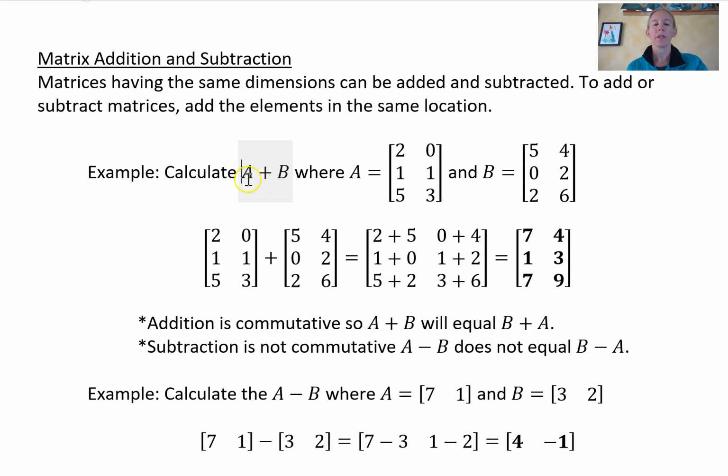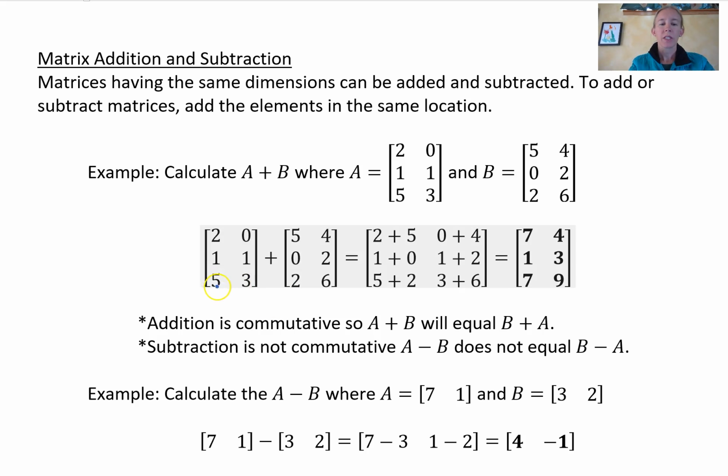It says calculate A plus B. So I first need to know what matrix A is, and I'm provided that it is a 3 by 2 matrix. And then I also need to know matrix B. That needs to be the exact same size, and it is a 3 by 2 matrix. When I add them together, I add the elements that are in the same location together.